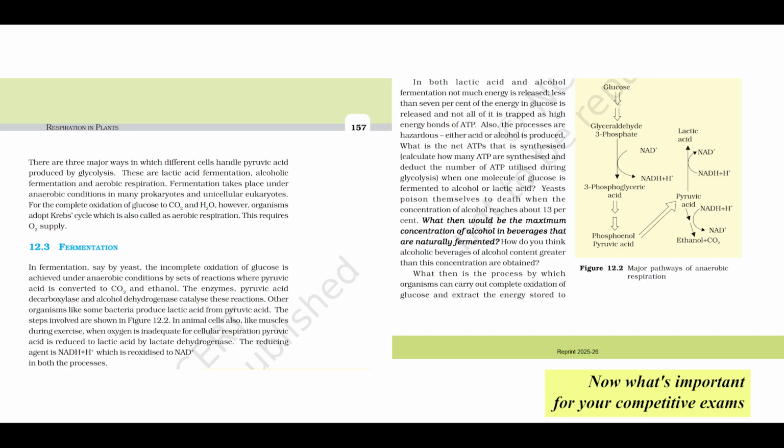Now, what's important for your competitive exams, and a major point of contrast, is to note the energy yield here. Fermentation releases a very small fraction of the total energy contained within the glucose molecule. Typically, less than 7% of glucose's inherent chemical energy is actually released. And not all of that small amount is trapped as usable ATP. You only get a net gain of 2 ATPs, which are the 2 ATPs directly produced from glycolysis itself. This is remarkably inefficient compared to aerobic respiration, which we'll discuss next.